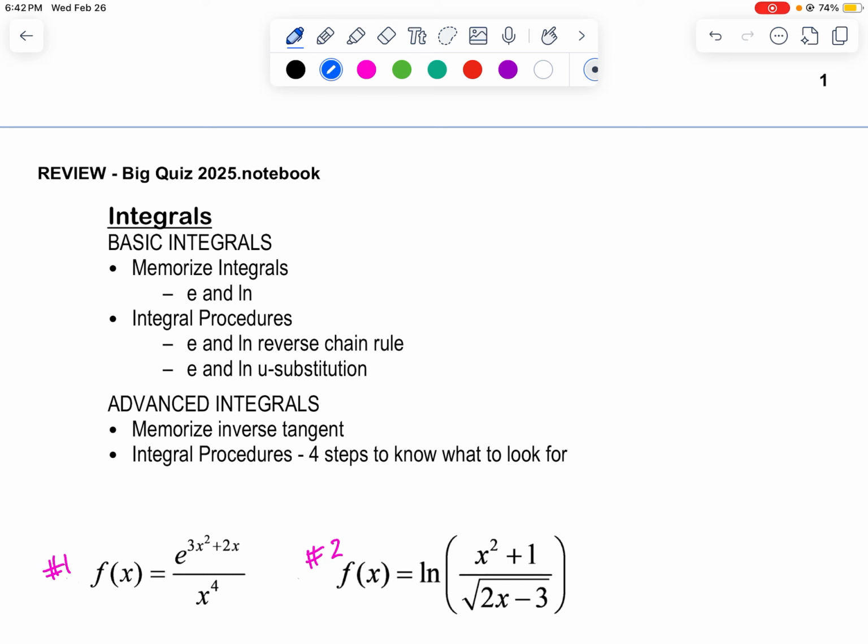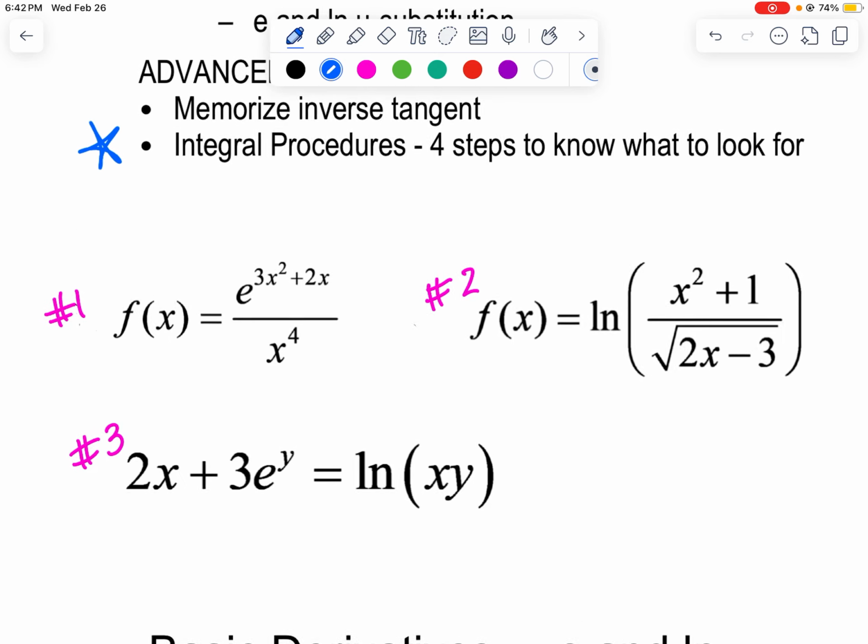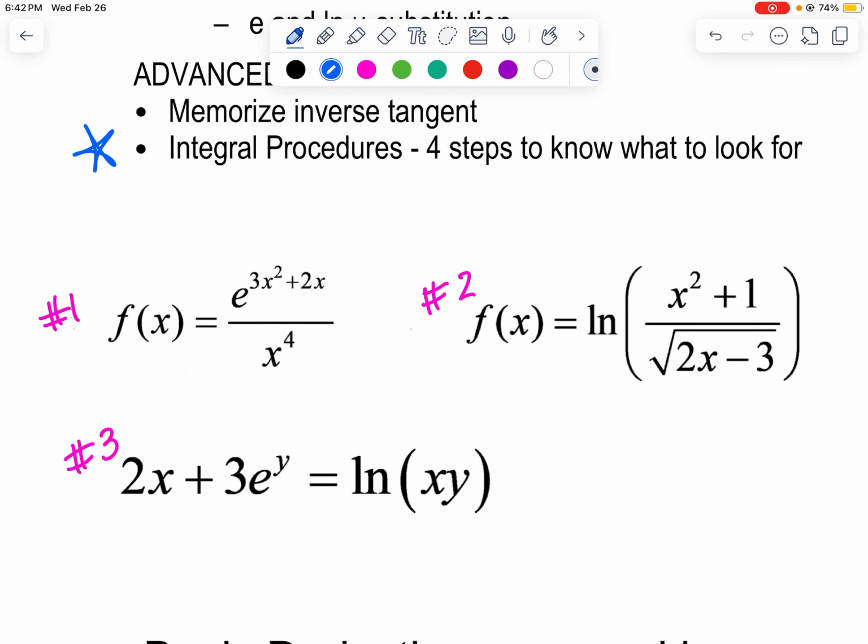And then today we are going to do the integral procedures and look at how to distinguish between the different types. So if you want to do a quick review of derivatives, pause right now, write down these 3 problems and do those. Take the derivative of each of those and then unpause and I will give you the answers.